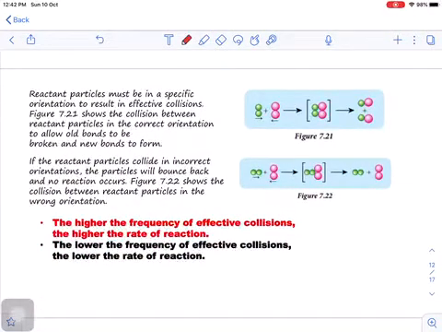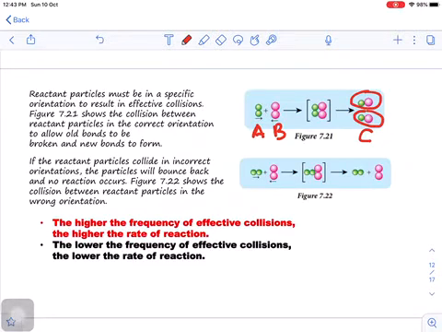Okay. Reactant particles must be in a specific orientation to result in an effective collision. So macam ni, kita ada A berlanggar dengan B. Dan masa pelanggaran tu dia melekat and then dia terpisah menjadi dua substance yang berbeza. Dia jadi C. This one is an effective collision.